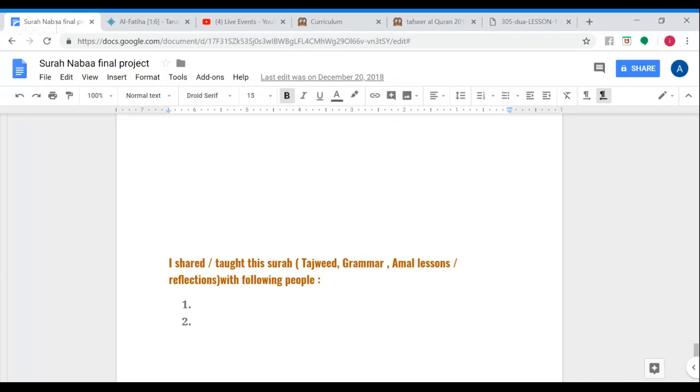Here you need to understand that you have to share something with somebody. At least any tajweed lesson, any grammar lesson. I know it's very early to share some tajweed, but at least some amal lesson you can do a reflection with somebody. At least two people. It might be your kid, your neighbor, your parents, your friend, anyone. You talk about this surah that you learn.